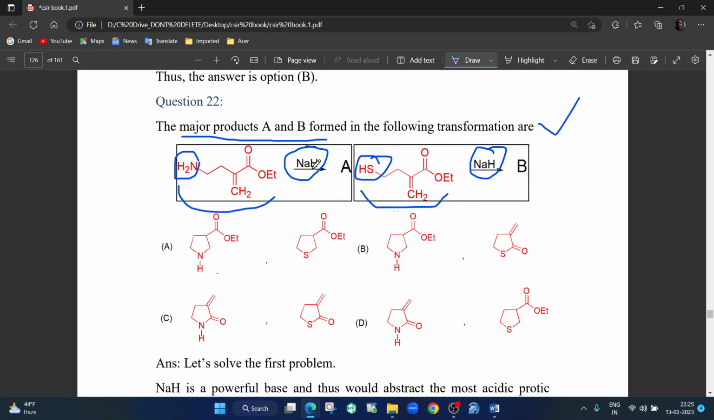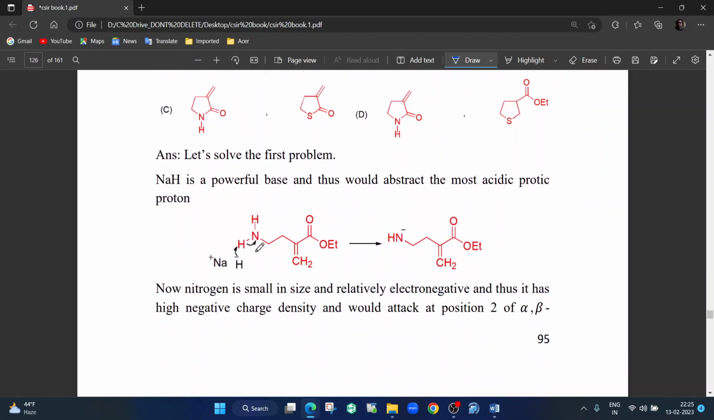Base will pick up the most acidic proton. So, very clearly proton on nitrogen, proton on sulfur is acidic, because if you remove them, the conjugate base formed is stabilized, because nitrogen is electronegative and sulfur is quite large in size and can stabilize the negative charge. So, let us look at the first one. You get this. Now, what you have to understand is nitrogen is very small in size compared to sulfur.